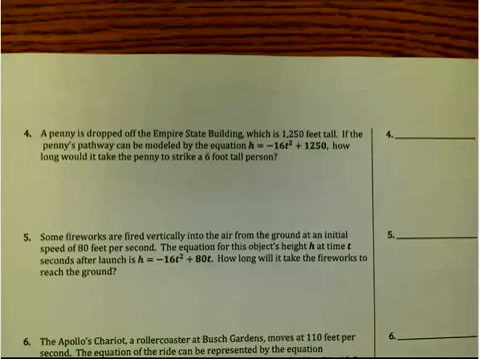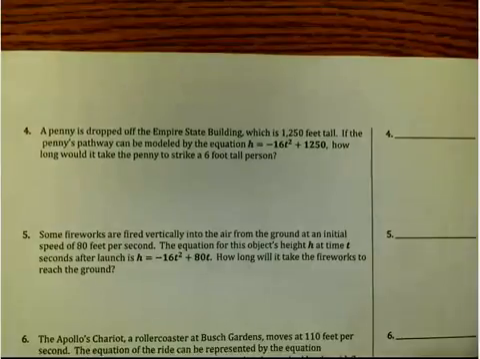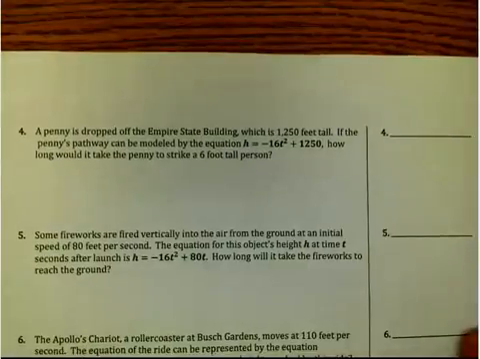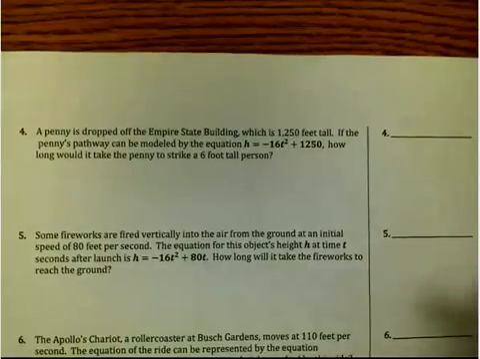All right, turn over to the back side. It says a penny is dropped off the Empire State Building, which is 1,250 feet tall. If the penny's pathway can be modeled by the equation h equals negative 16t squared plus 1,250, how long would it take the penny to strike a 6-foot person?